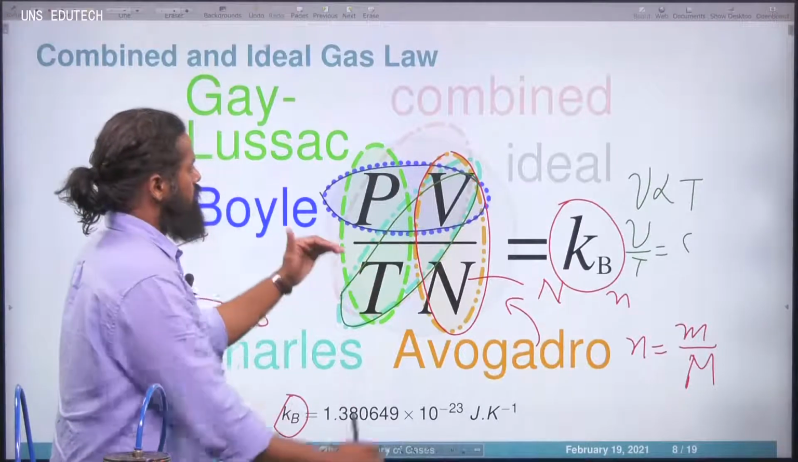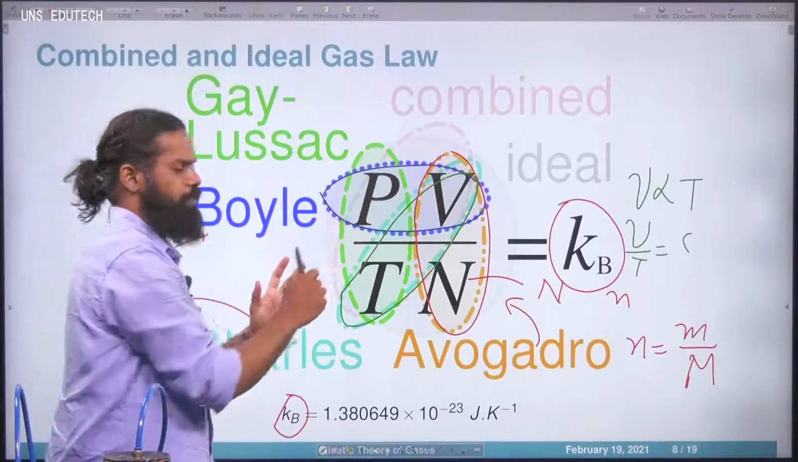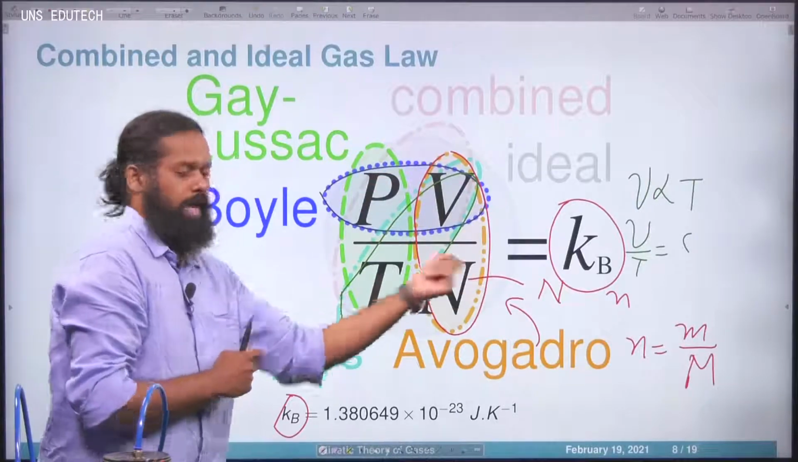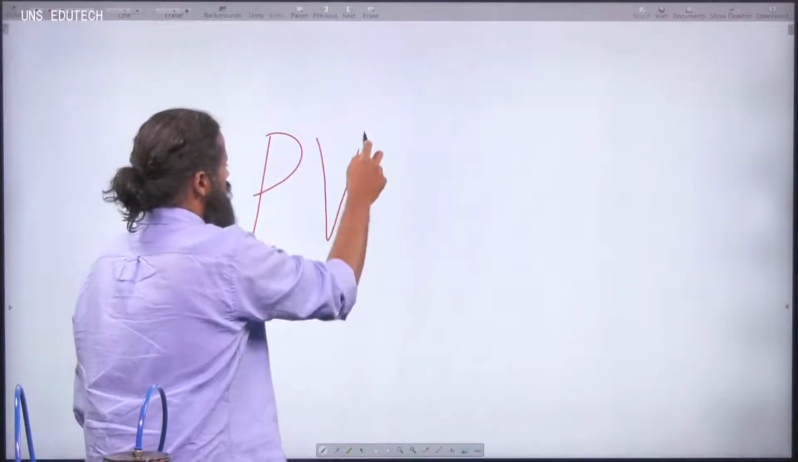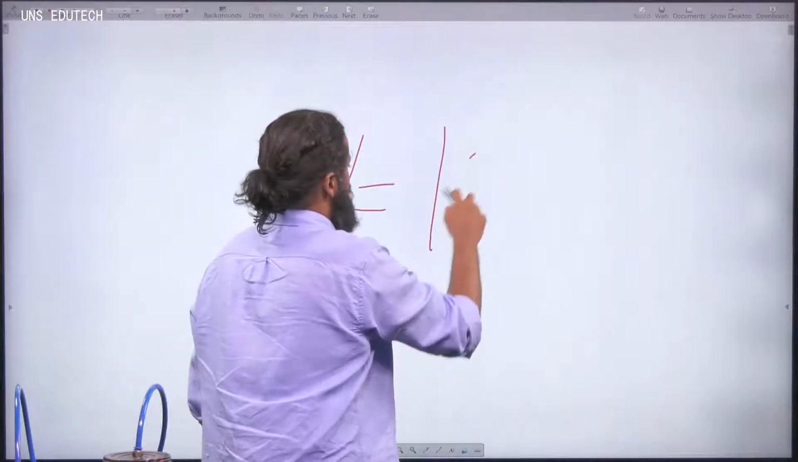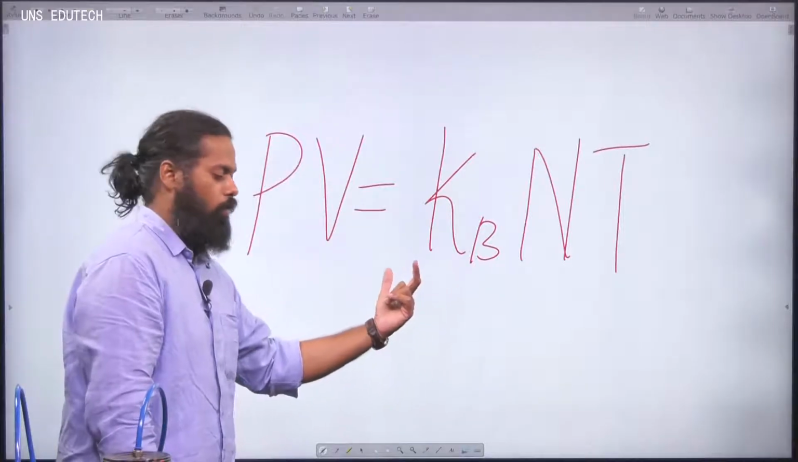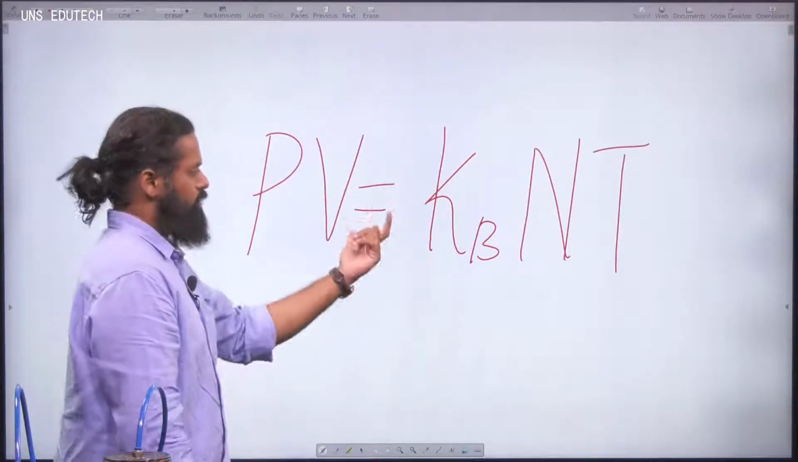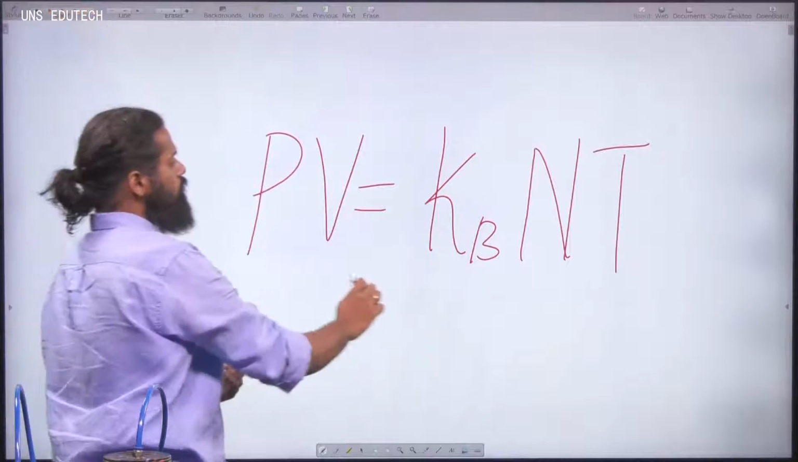Now this part is called the ideal gas equation. We are combining all the 4 laws and trying to make a single equation. So PV is equal to Kb N T, basically you are getting that. Usually you study another equation, I hope all of you know that: PV is equal to nRT. That is different. This is actually just another way of expressing that equation. So PV is equal to Kb into N into T.